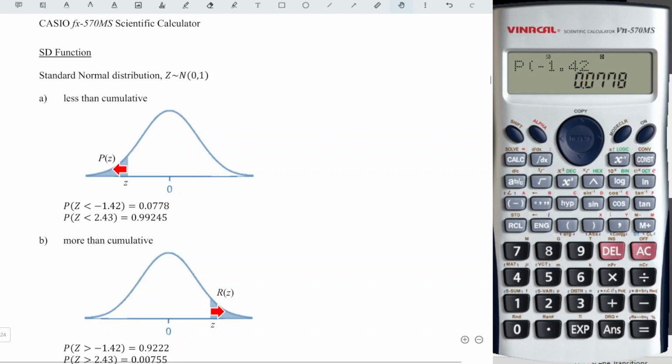Then to the left, less than 2.43, again we choose Shift 3 and P. Now we want 2.43, so equal, and we get the correct value.